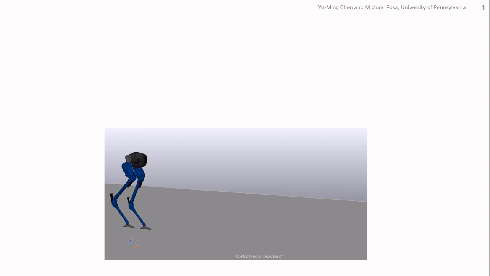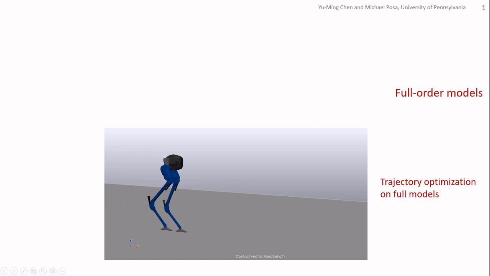This is a robot named Cassie in the simulation. Let's ask the robot to do one simple task, walking downhill at a constant speed. Currently, there are many existing methods that could achieve this. One way is to use an optimal control approach called trajectory optimization.